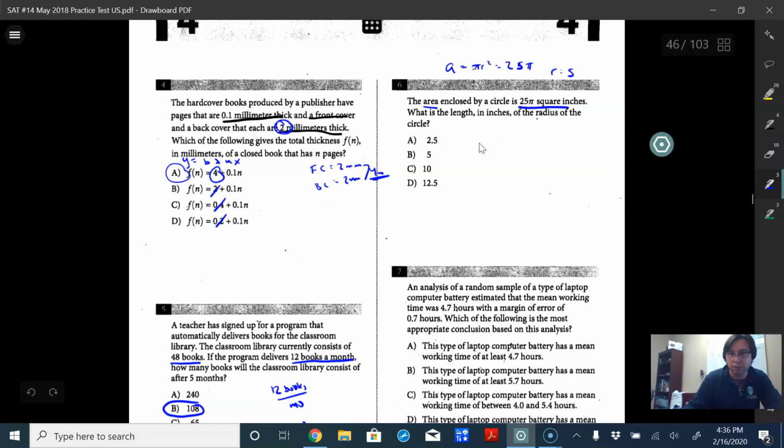So what is the length in inches of the radius of the circle? So since we know this is equivalent, r squared, we see the answer choice. Our number 6 is 5.